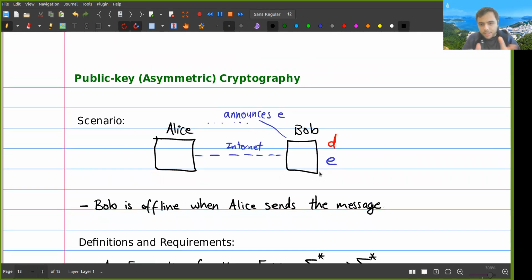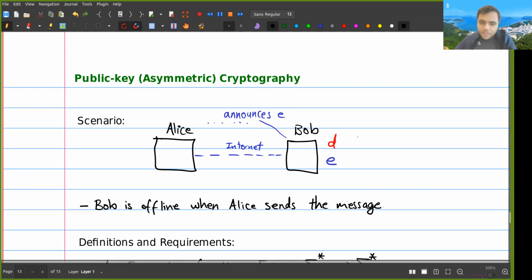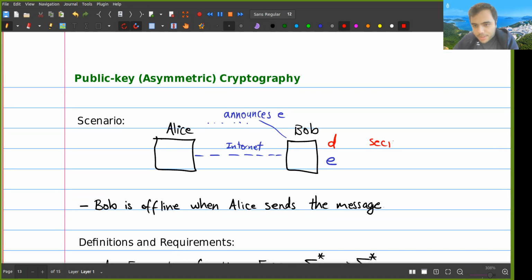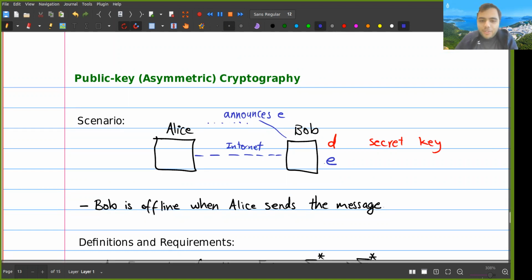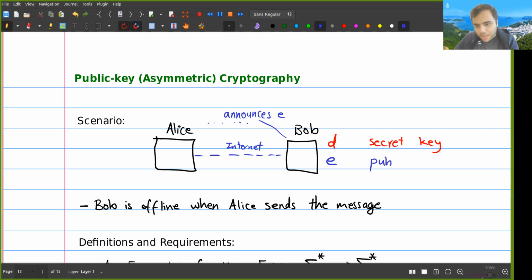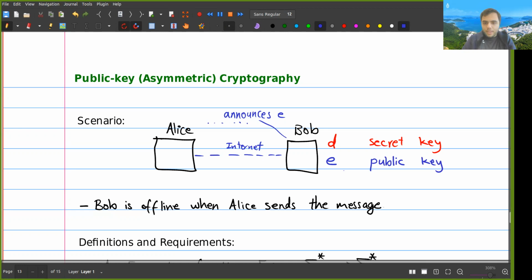So just to reiterate here, we have two different keys. We have a key that is used for decryption, and this key is secret, only Bob knows it. So sometimes we just call this Bob's secret key because it's secret. And then we have another key, E, which can be used for encryption, and anyone can use it, and it's actually announced on the network, so everyone knows it. So it's public, so we call this Bob's public key.